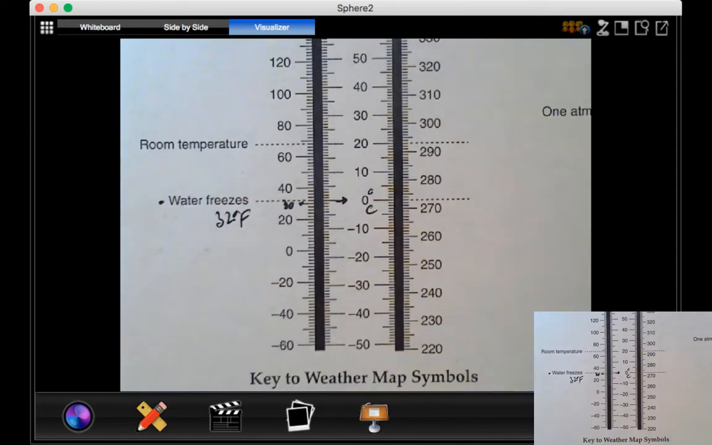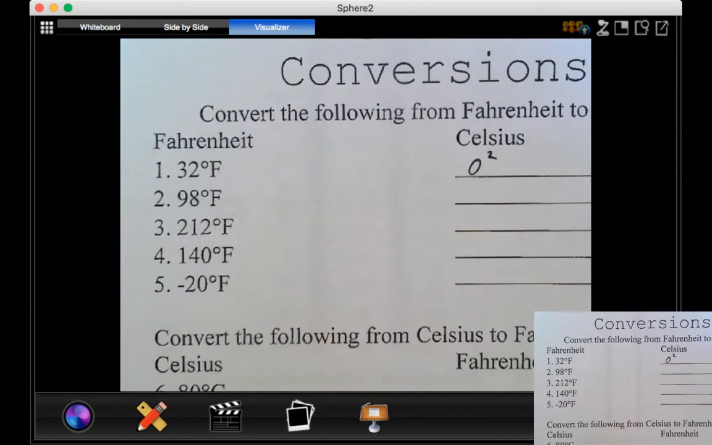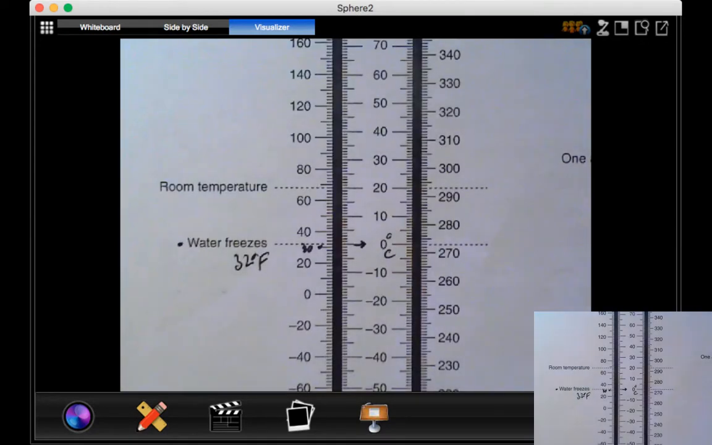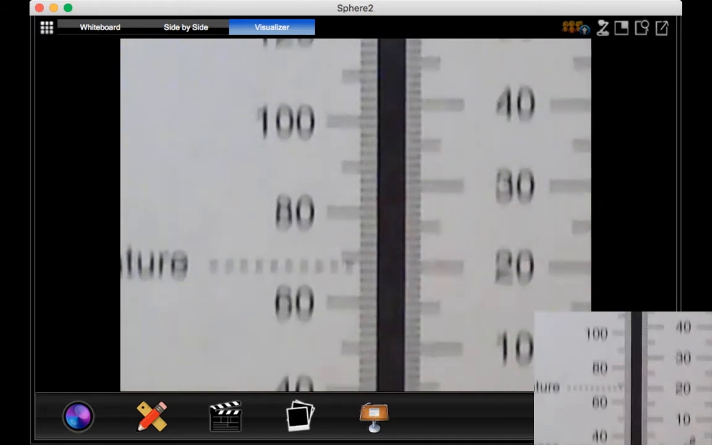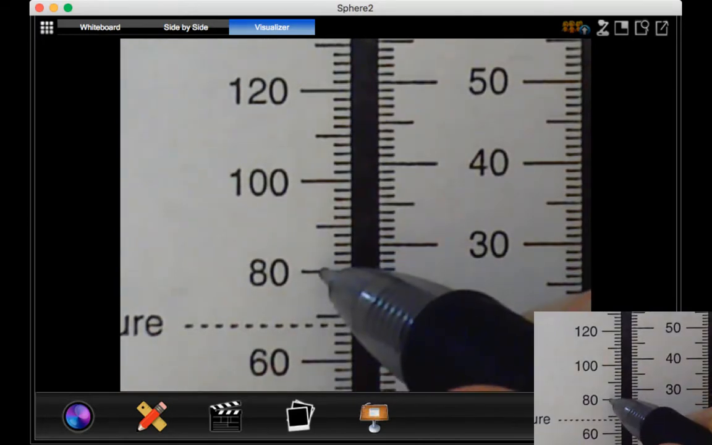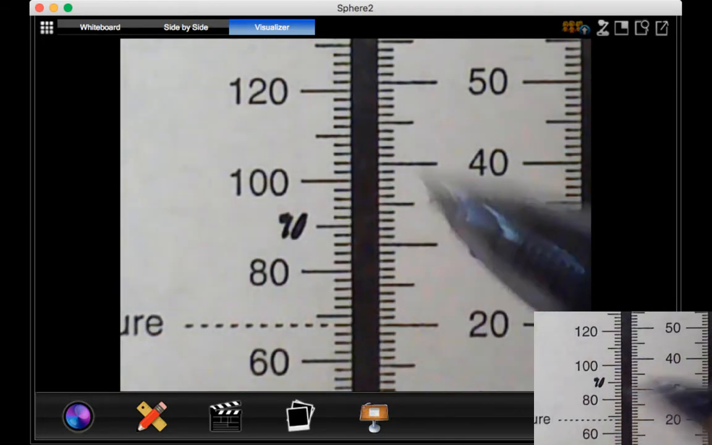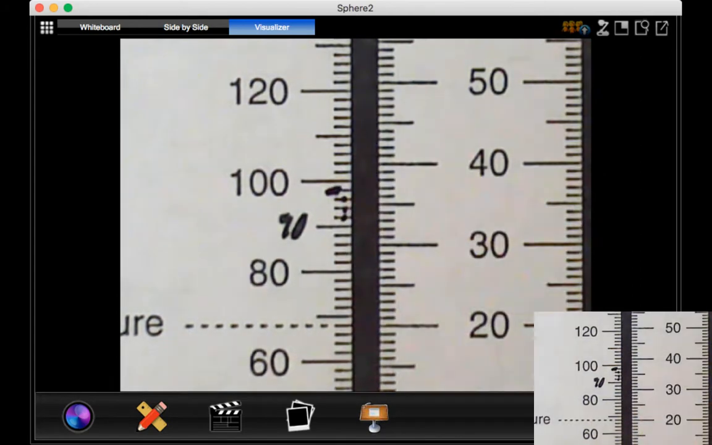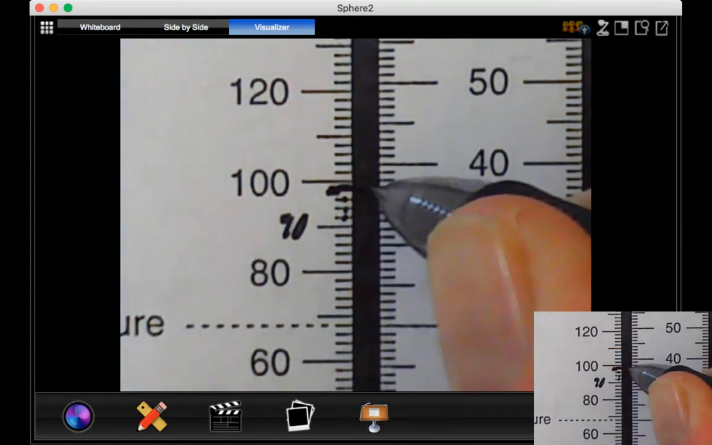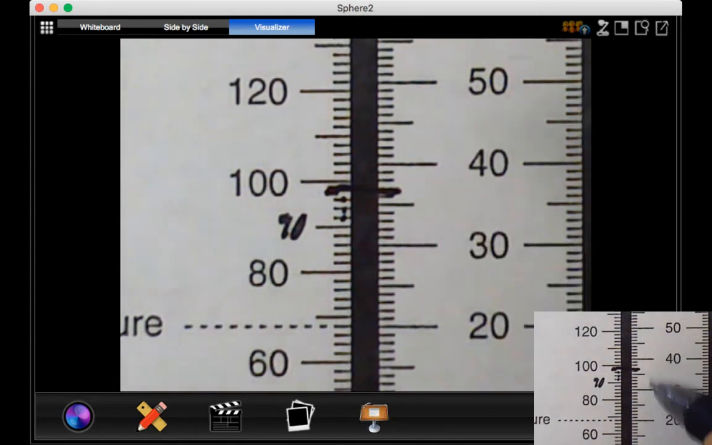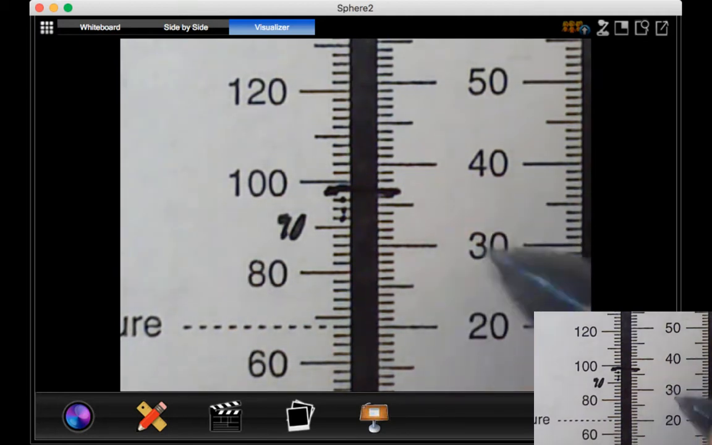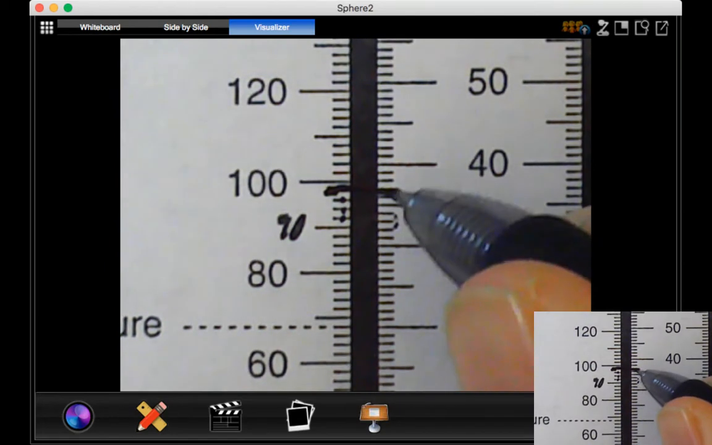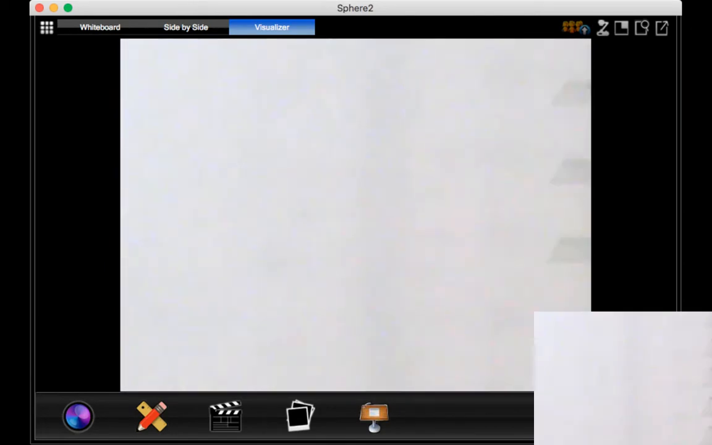Let's try one more. 98 degrees Fahrenheit. Okay, we have to find the Celsius. So we have to find 98 degrees Fahrenheit on here. I'm going to bring it in a little bit so you can see it. Here's 80. There's 90 right there. 98 degrees is 92, 94, 96, 98. I run a line straight across, and Celsius is by ones. So 30, 31, 32, 33, 34, 35, 36, 37 degrees Celsius.